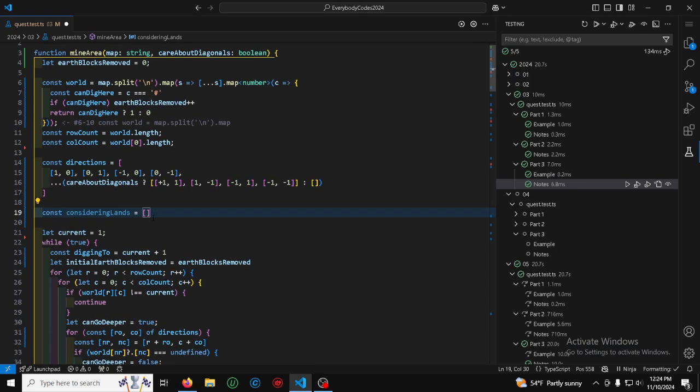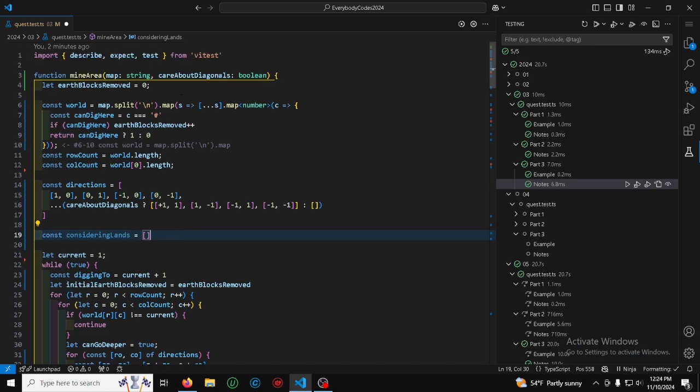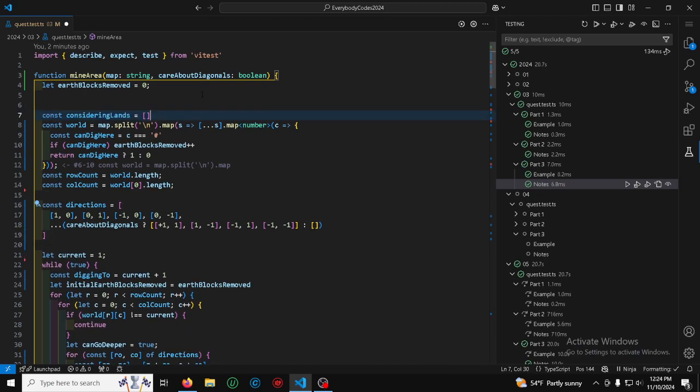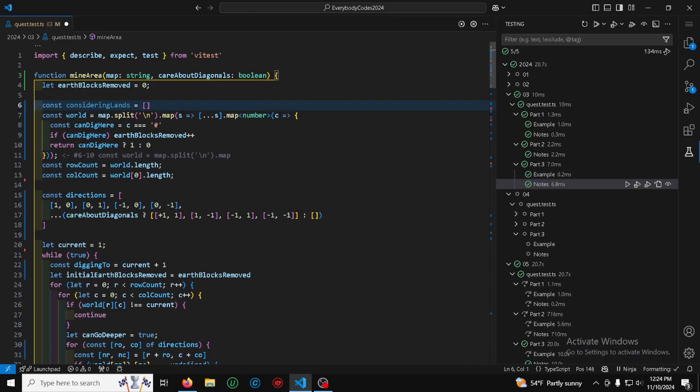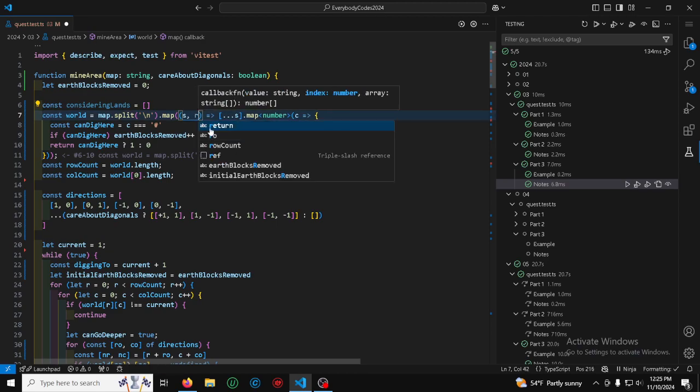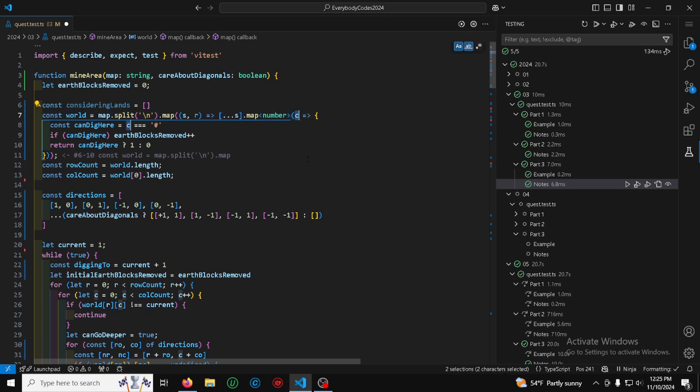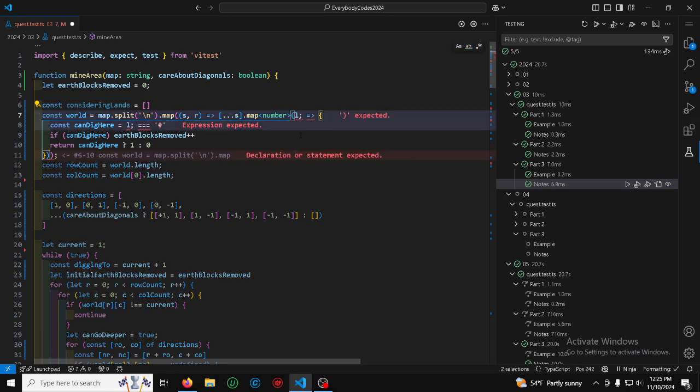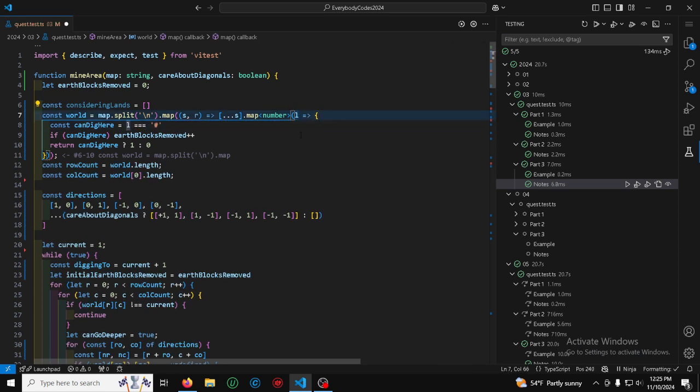That's this optimization. So considering lands, I could do this up here as I map through. That'll give me all the indexes. Let's do that. Map. R, and then as you map through, did I just do the wrong one? Whoops. R. Let's call this L. So these are lands, apparently. And then we have C.